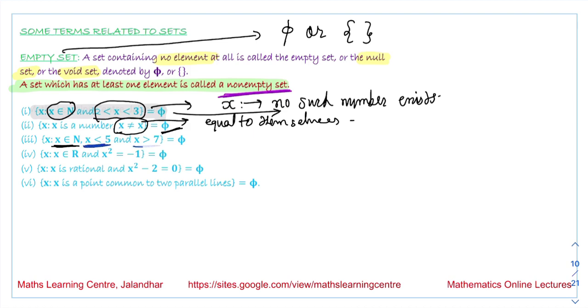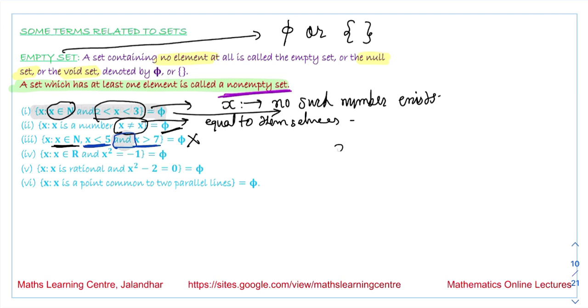Next we are saying x is a natural number which satisfies these two properties, that x is less than 5 and x is greater than 7. This and is important over here. And means that it should satisfy both the properties. We want a number which is less than 5 and greater than 7, and there is no such number. So we are saying this set is an empty set.